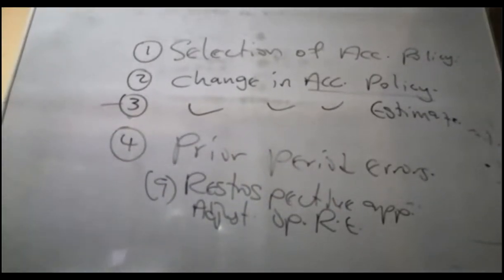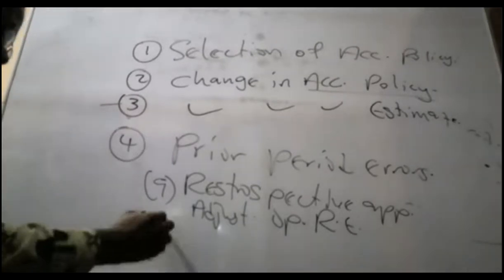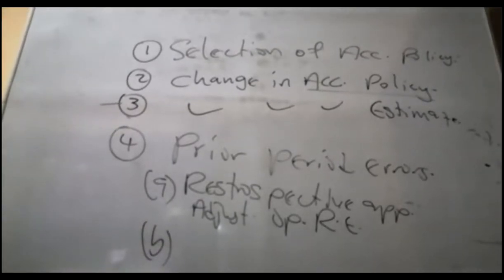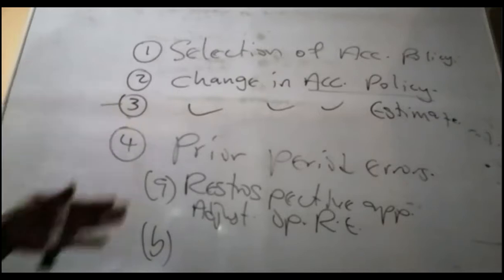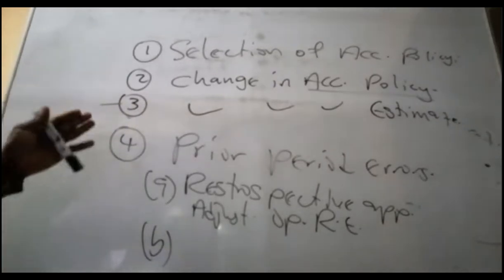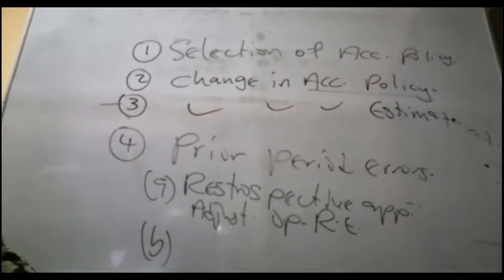That is all. B, if the error affects the current year, you have to adjust the current year financial statement. That is all. So that is how we correct what? A prior period error. That is all. So we are done. Now let's go to the question solving.